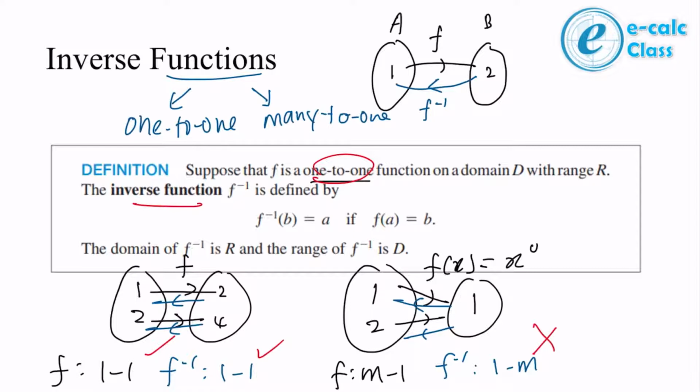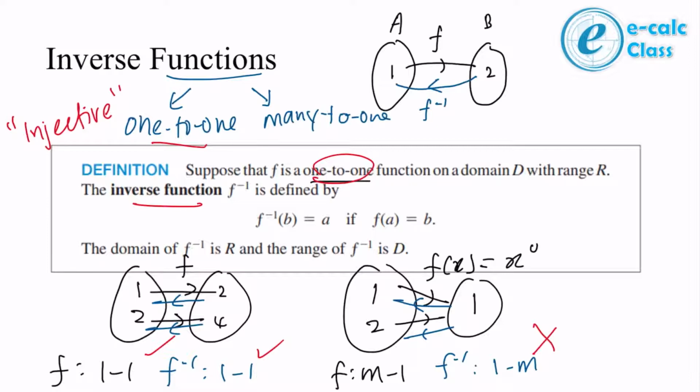And this is very important because later on when we talk about the inverse of trigonometric functions, we need to restrict the domain to make it injective. It means one-to-one. We need to make it injective. We'll talk about it later when we talk about the domain and range for inverse trigonometric functions.